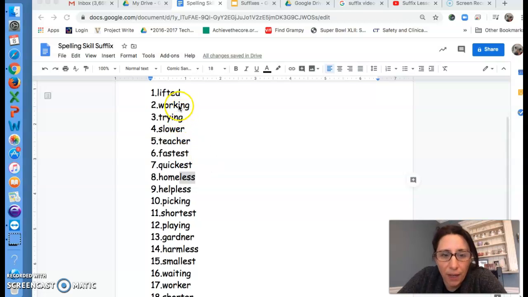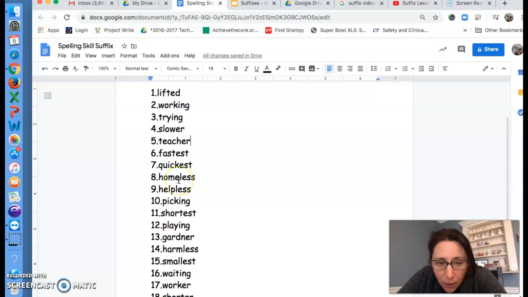So for example, if I look at working, our base word here or root word is work. Our suffix is ing, which makes work become present. If you're working, it's happening right now.